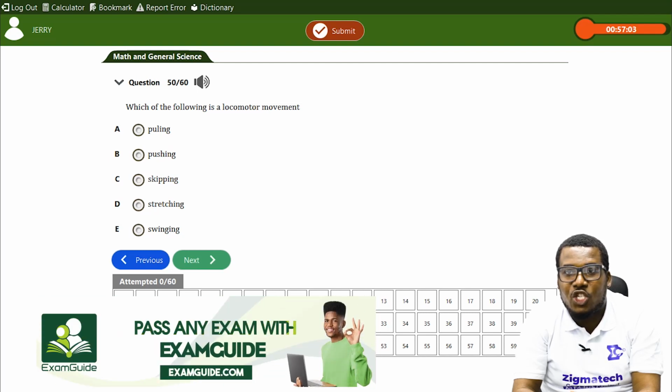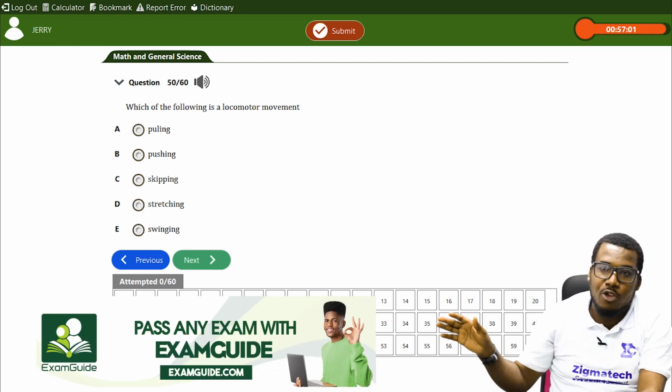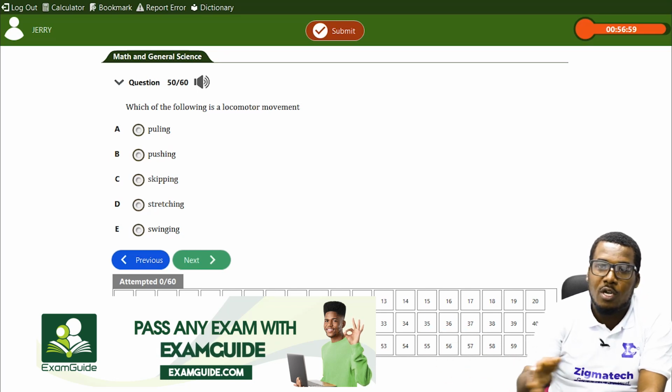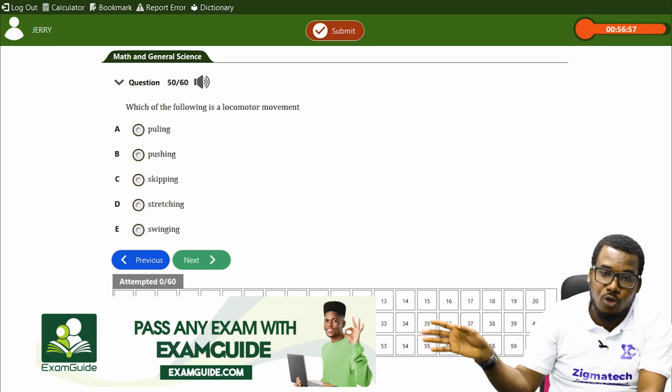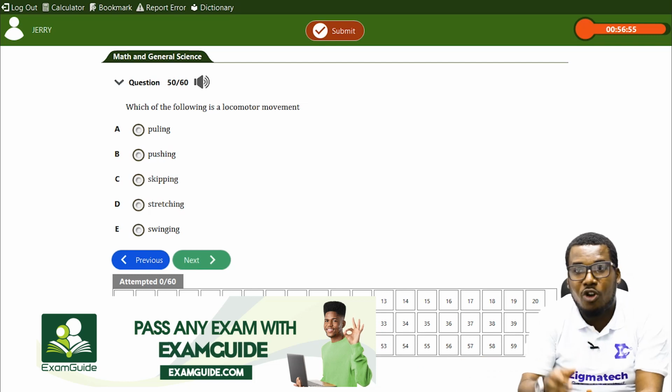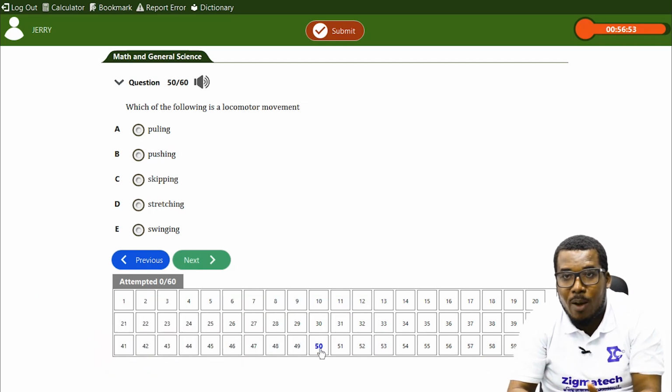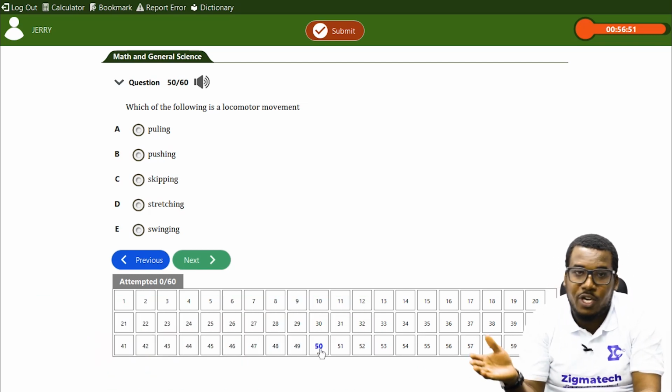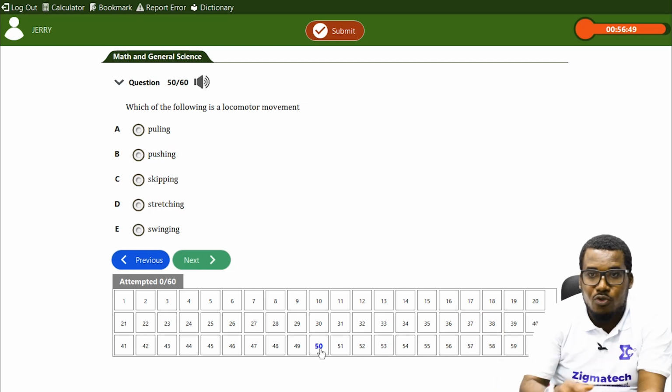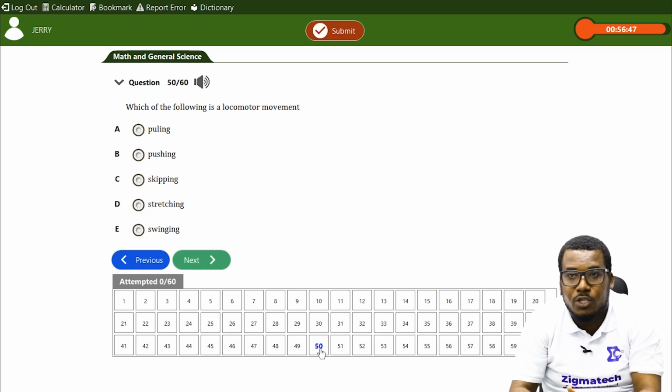Then E is swinging. If you're on a pendulum swing, or just on your swing at home, you're moving to and fro. You're not really propelling your body. You're not the one moving your body. It's a machine or a device that is moving you. Thus, the answer that makes sense among these options is option C, which is skipping.